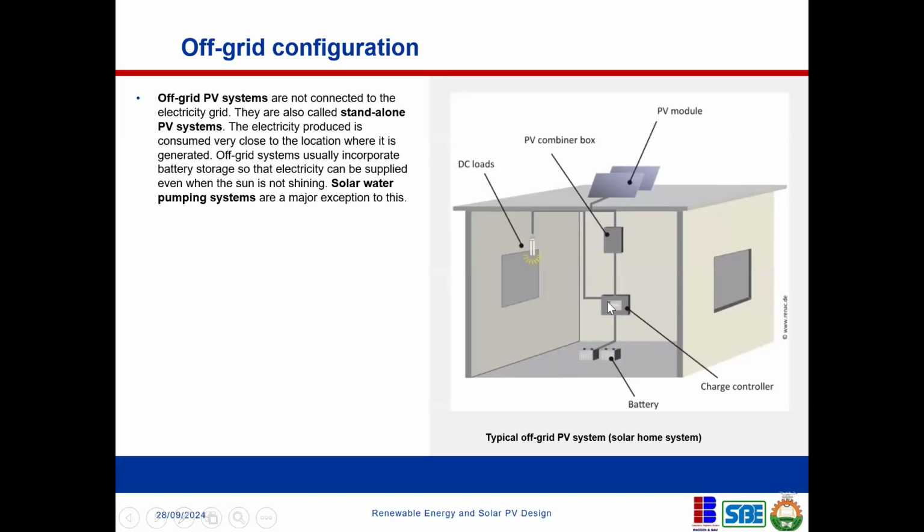Like I said, the charge controller is just to regulate the voltage going into your battery so you don't damage your battery system. It's more like a safety measure for your battery to charge and discharge properly. Because you have a battery in most off-grid systems, you need a charge controller. Some inverters come with inbuilt charge controllers.